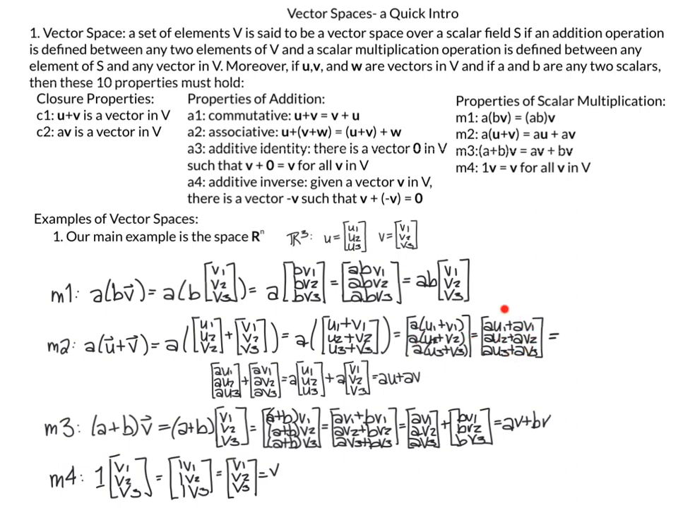Now, just because of how you add vectors, I can separate out this first column from the second column. And then because of scalar multiplication of vectors, I can pull out my scalar A. What I'm left with is AU plus AV. So I have satisfied this second property for scalar multiplication if I am in R3.